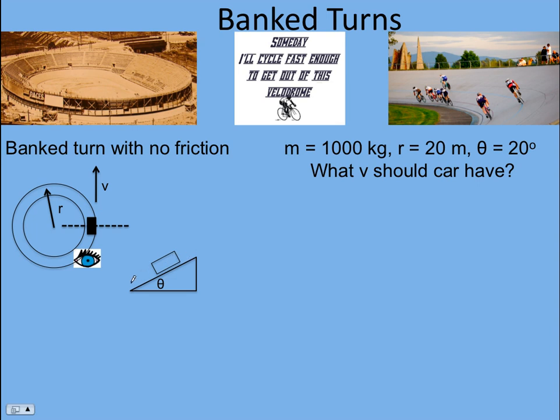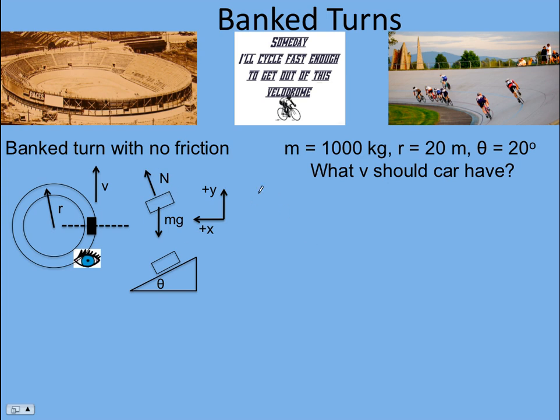This is not a block sliding down a ramp. This is a car on a banked turn. And so let's draw a free body diagram. We have weight acting down and the normal force acting perpendicular or normal to the surface, as it always does, and again, no friction in this case.